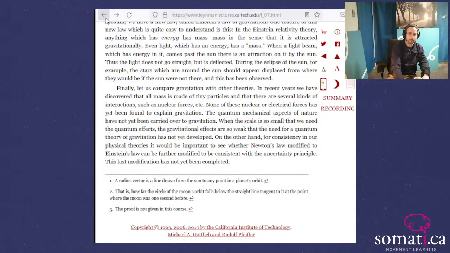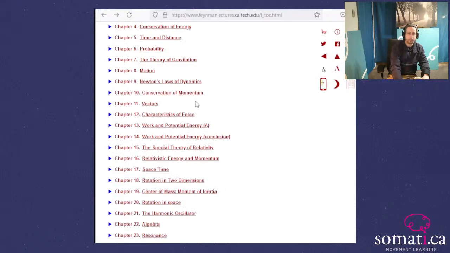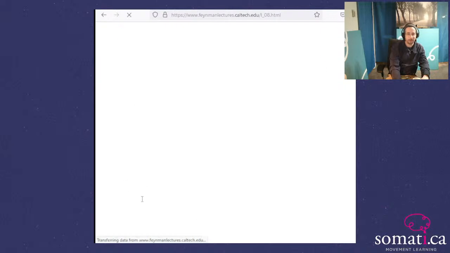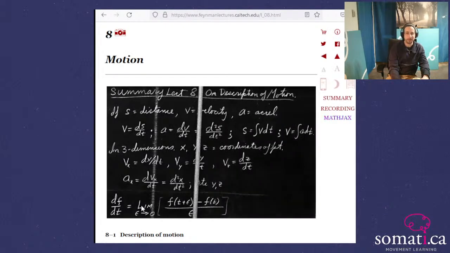All right, that's the chapter on gravitation. The first chapter talking about gravitation. Probably still going to talk about it for a bit.